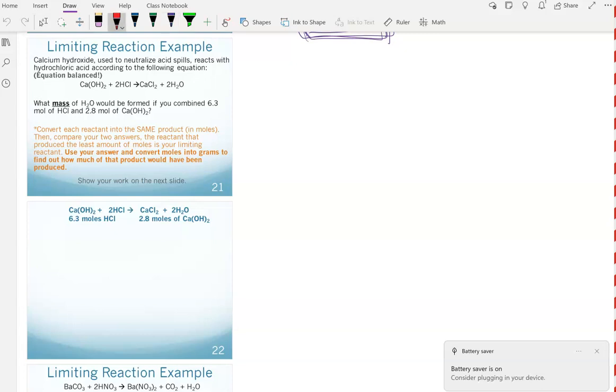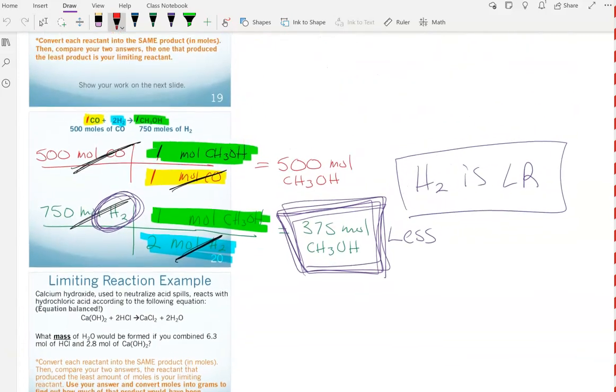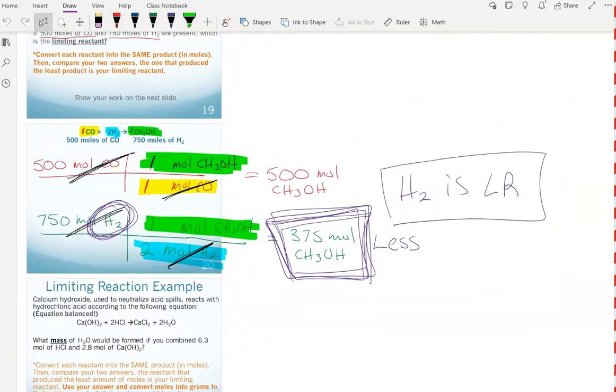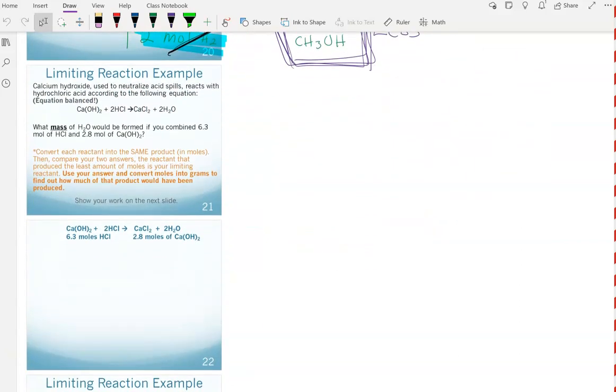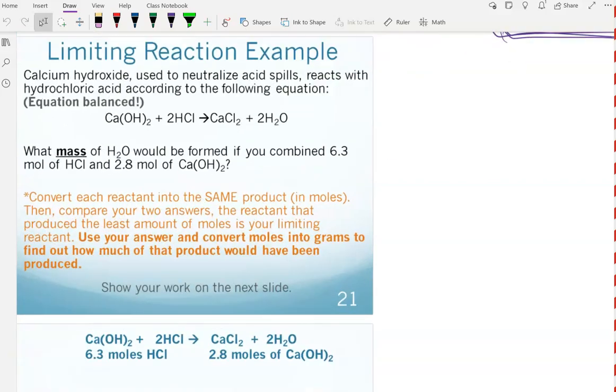In this video, I'm going to be going over more problems associated with limiting reactants. In the part 1 video, I went over how to find the limiting reactant by converting both reactants into the same product. But in those problems, I was starting with moles. In these problems here, I'm also going to start with moles, but then I'm going to take it one step further.